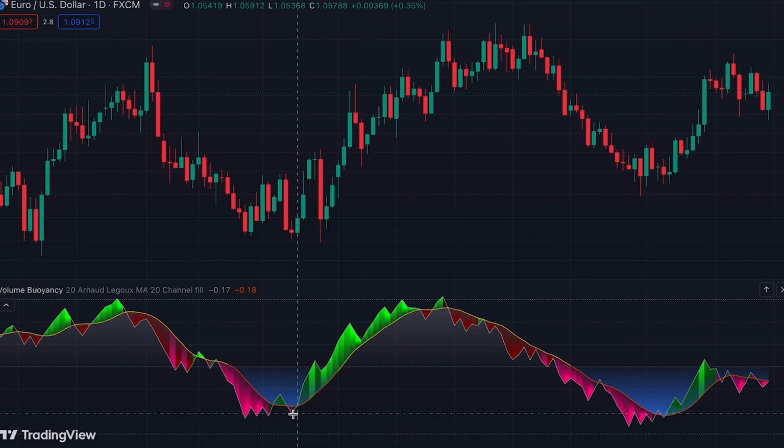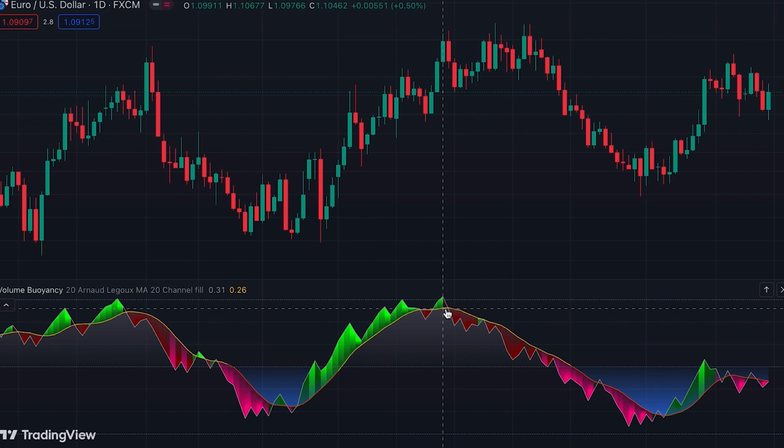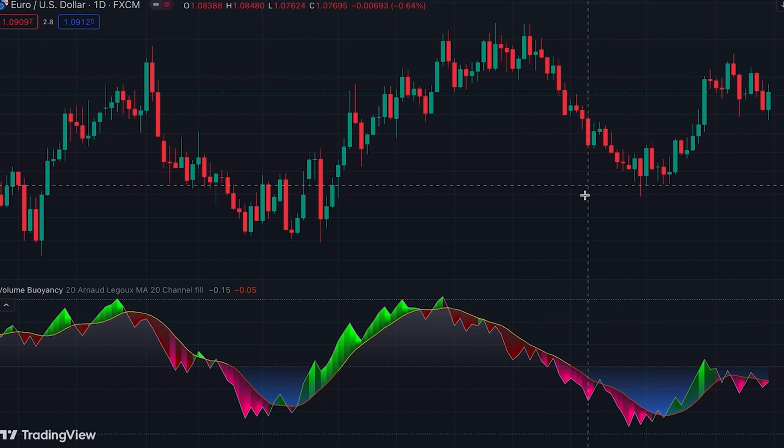Here you can see that when the buoyancy line crosses above its moving average line, it's a much earlier signal compared to the center line crossover. And also here you can see that the buoyancy line crossed below its moving average line here, giving us the signal that the prior advancing of the price is weakening and we're going to have declining of the price, and in this case you can see that the center line crossover happened here.